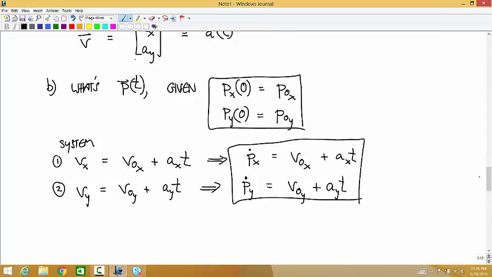Is it ordinary or partial? Ordinary. What is the independent variable? Right. What are the dependent variables? Px and Py. It's a system. Is it coupled or uncoupled?